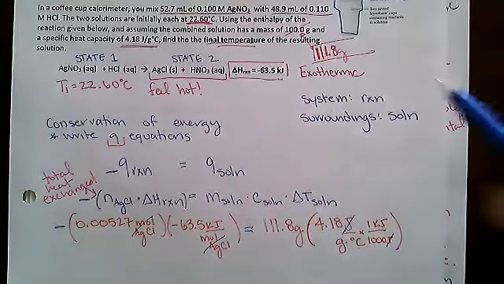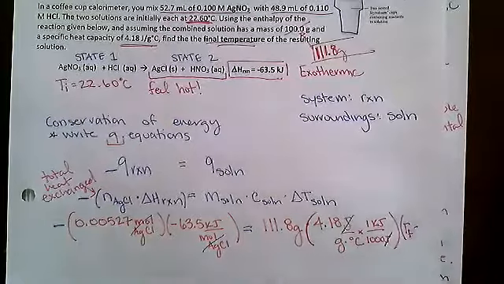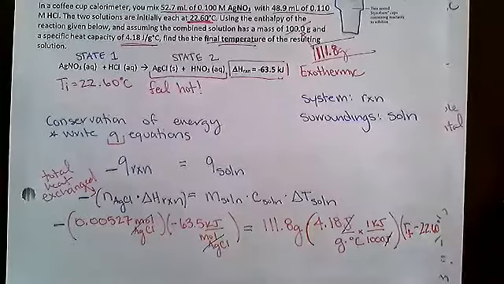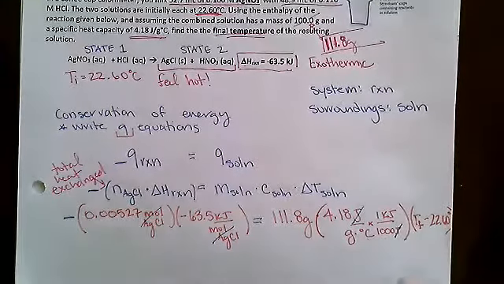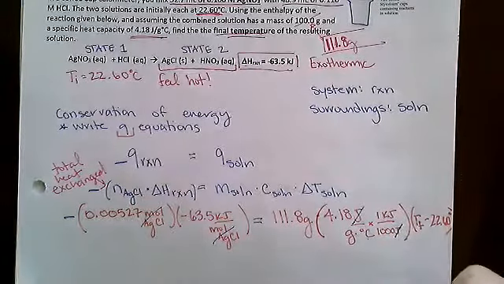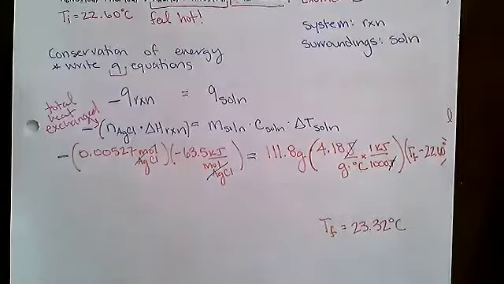And then they're wanting the final temperature. I don't know that. That's what I'm solving for. That's T final. And I do know the initial temperature, 22.60 degrees Celsius. I'm running out of room. So this lecture has gone on so long. I'm not going to finish this, but I'll just tell you the final temperature is 23.32 degrees Celsius. And you should convince yourself of that by solving for T final.